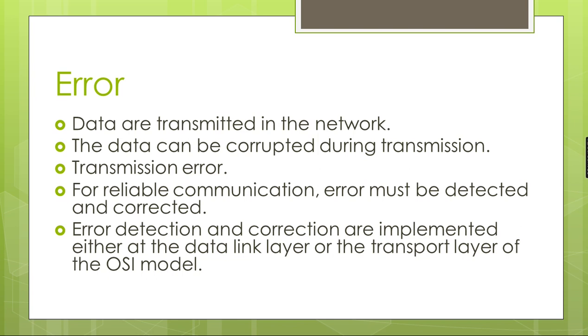This is the responsibility of both the sender and the receiver, and we have the concept of error detection so that we can detect the error, and after detection we can correct the errors. Error detection and correction are implemented either at the data link layer or at the transport layer of the OSI model. We already studied the OSI reference model in previous sessions, and we know there is a data link layer and a transport layer. Both these layers are responsible for either correction or detection of errors.